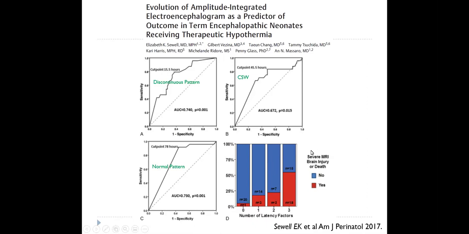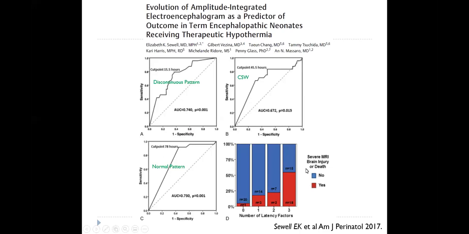The gold standard was the damage in the MRI, and when you add the three factors, the number of abnormal MRIs was greater, but it did not demonstrate a significant difference for severe brain damage.